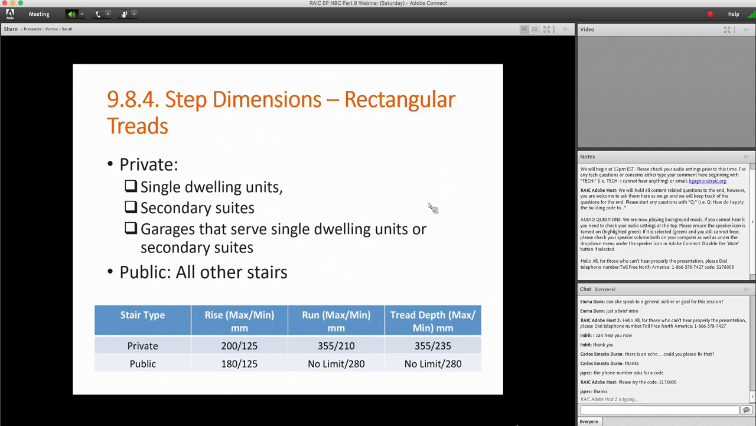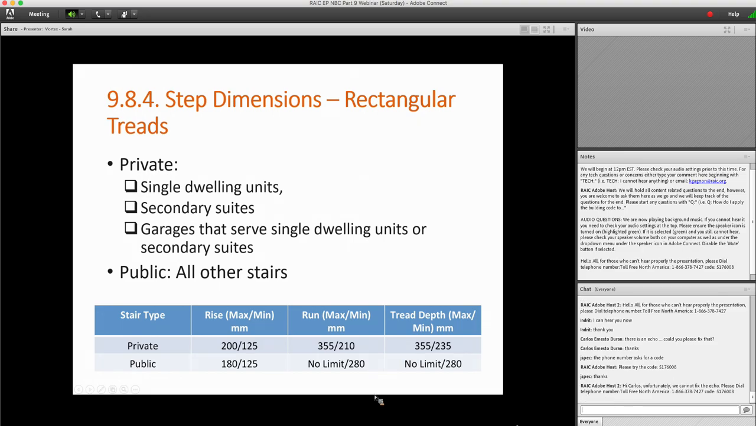Sorry, I will run through some of those numbers there. I sort of skipped that. So your rise, mainly I'll talk about your public buildings first. They need to be a maximum of 180 millimeters high and a minimum of 125. The run does not have a limit, but it must be at least 280 millimeters, and your tread depth has the same requirement.